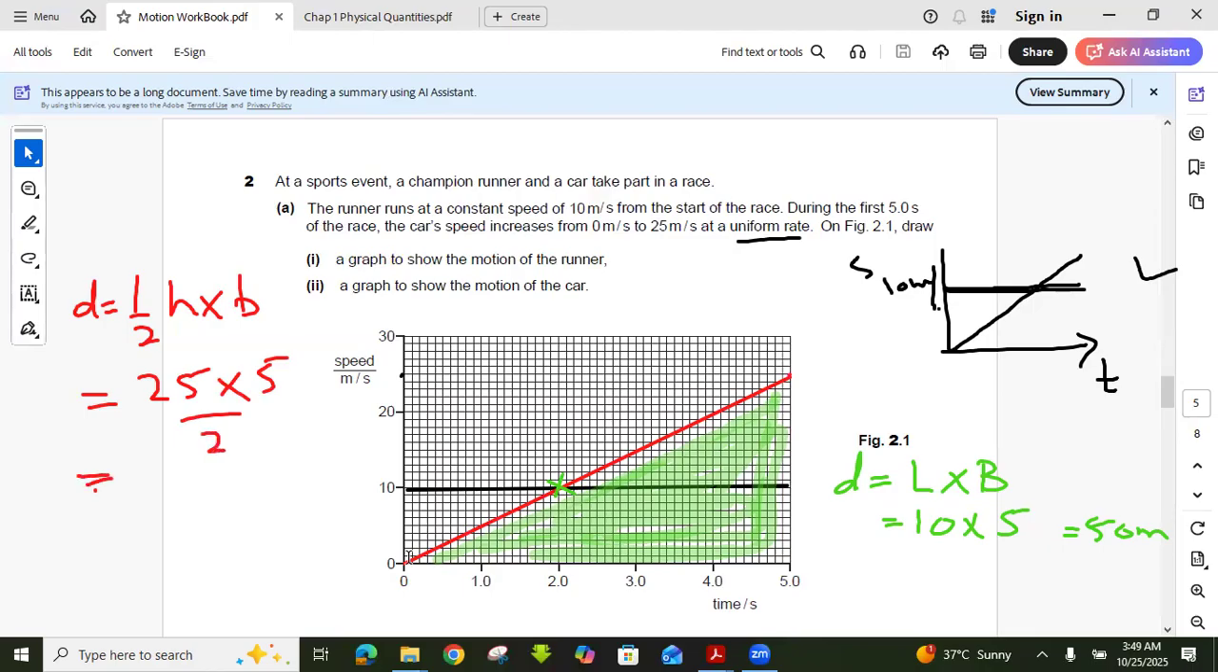So 25 times 5 is 125, divided by 2 is 62.5. Yes, 62.5. Now let's see the answer. Yes, exactly the same: 62.5 meters. So we have done this rightly. All these steps are done according to the marking.